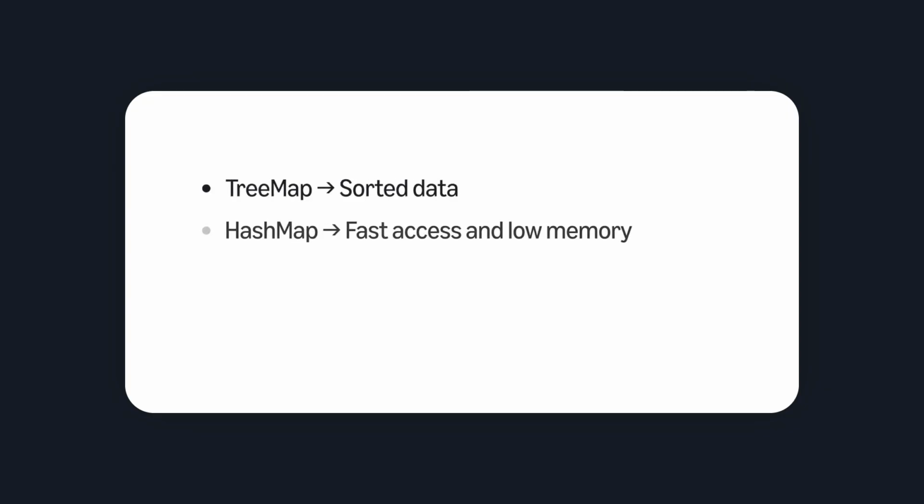In short, choosing between tree map and hash map ultimately depends on your application's specific requirements. For sorted data, tree map is the better choice. For fast access and lower memory usage, hash map is preferable. By understanding these differences, Java developers can make better informed decisions about when to use advanced data structures. This ensures their applications perform optimally and meet the requirements for order and efficiency.